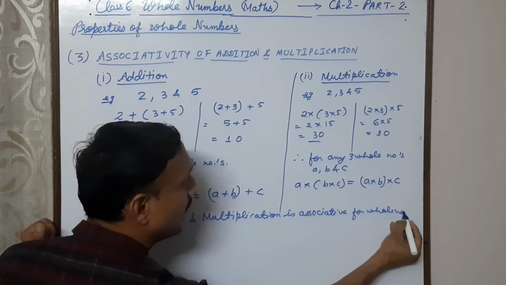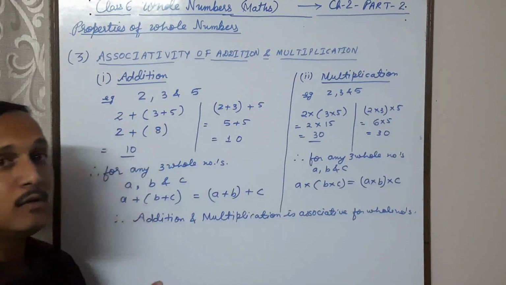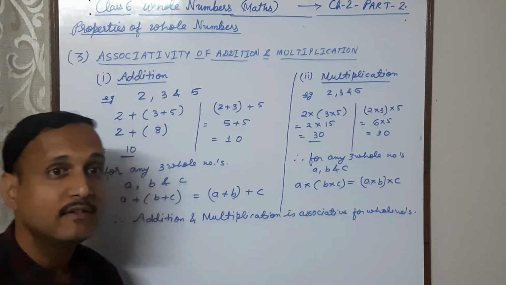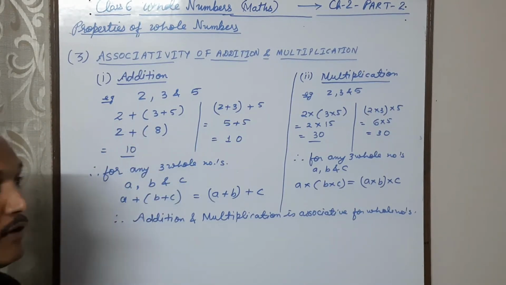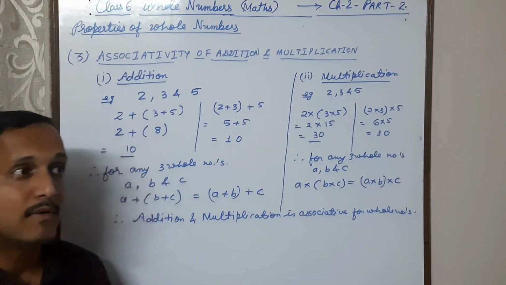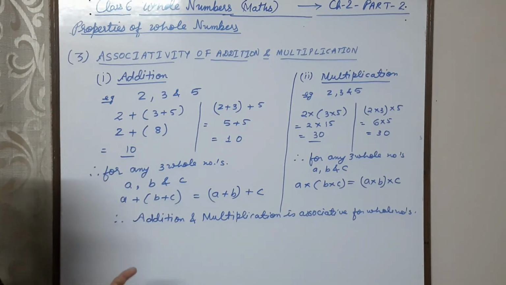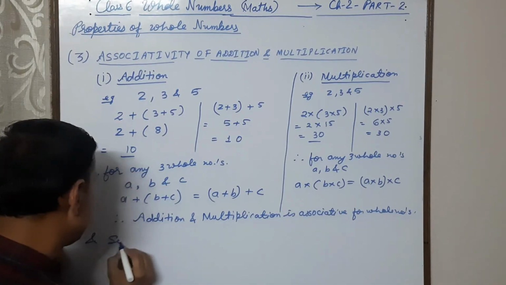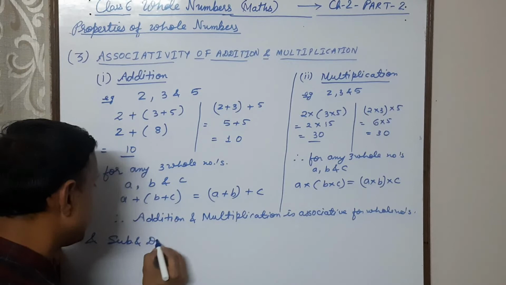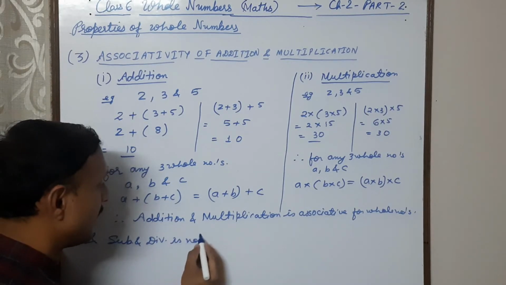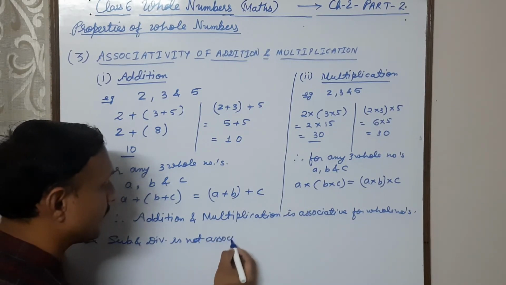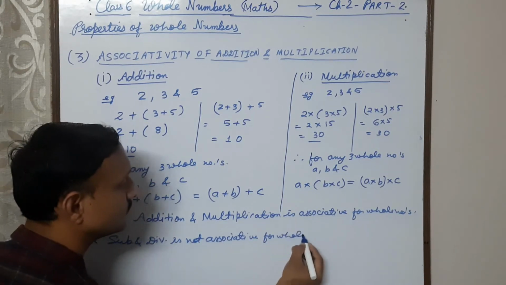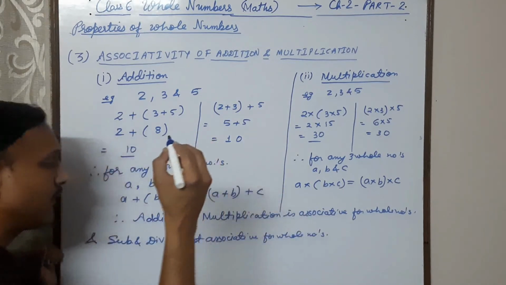And if we do the remaining two operations, subtraction and division, we will find the same as we have seen for two whole numbers. So subtraction and division are not associative for whole numbers.